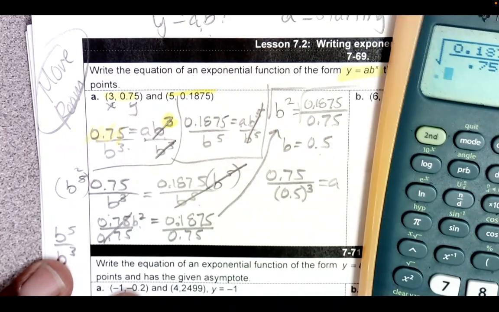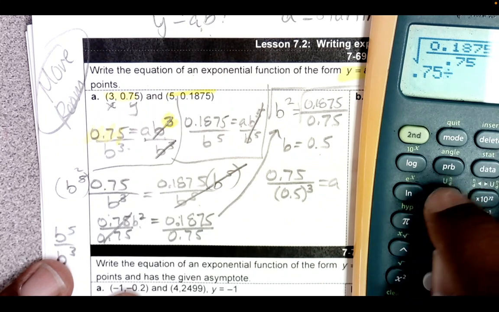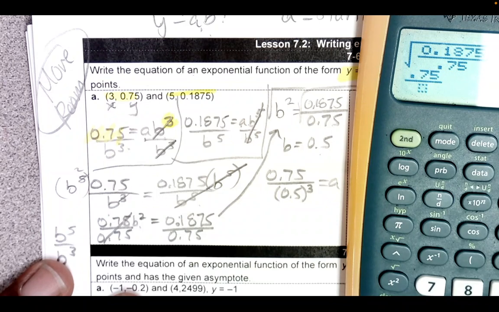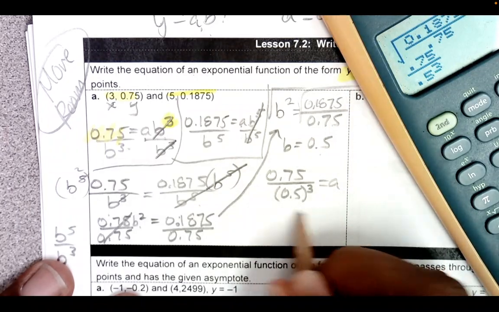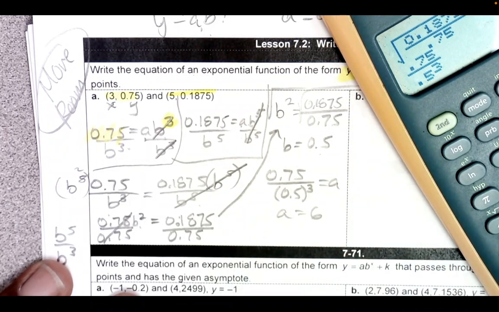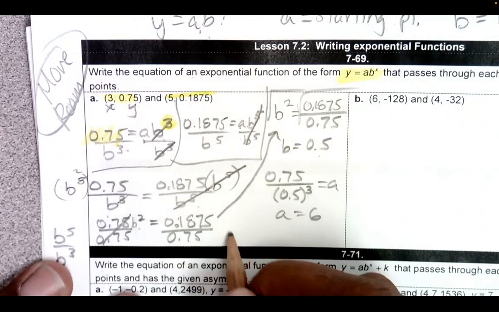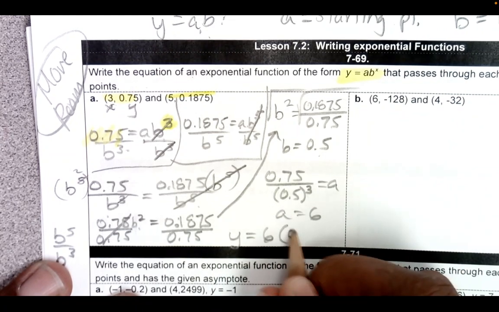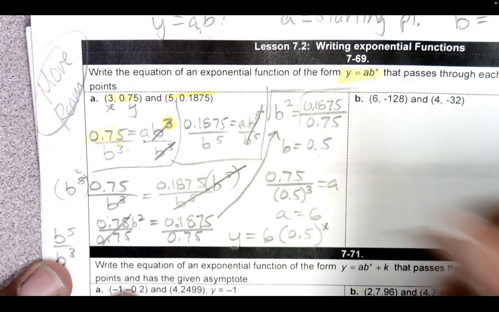So now 0.75 divided by 0.5 cubed. Okay, so that's 6. So a equals 6. So now that I got b, and now that I've got a, now I can write out the equation. 6 times 0.5 to the x is my final answer there.